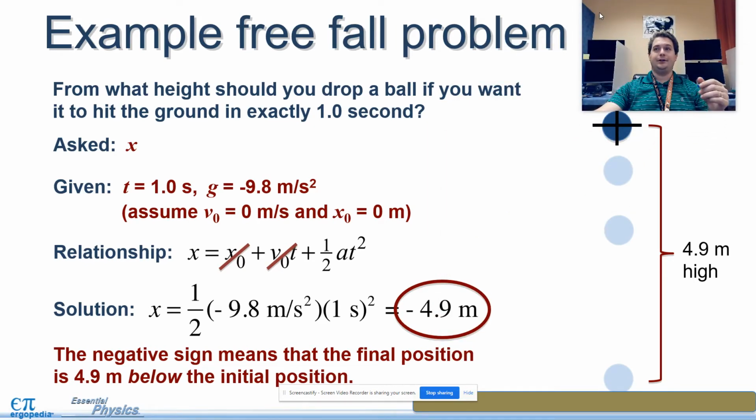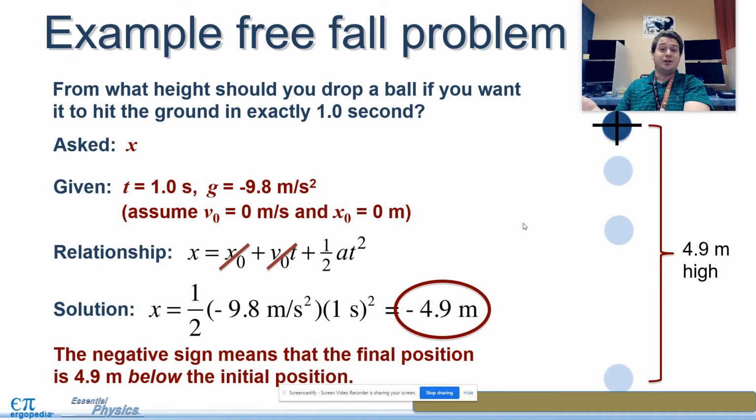What you end up with is 1/2 times negative 9.8 times 1 squared, which gets you negative 4.9, and it's a height, a distance, so it's in meters. The negative sign means below the initial position. That means the final position is 4.9 meters below the initial. So your initial 0 is up here, and 4.9 is below that. So there's your height.